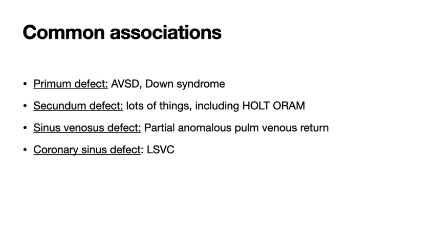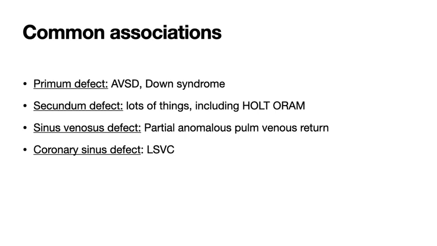All right, so what are some common associations? Well, primum defects tend to be part of atrioventricular septal defects, but they have a high association with Down syndrome. Secundum defects are associated with a lot of things, and one of the notable ones is Holt-Oram.